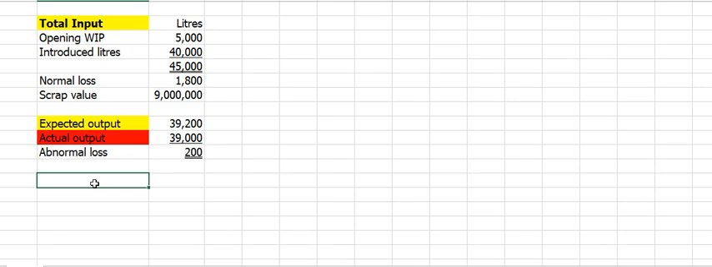Now, one thing which you need to know about the actual output: it consists of the opening inventory, that is the opening work in progress, and then part of the introduced liters, that is 40,000. So let me try to break down the 39,000. It has opening WIP of 5,000 liters. Then it also has the introduced.